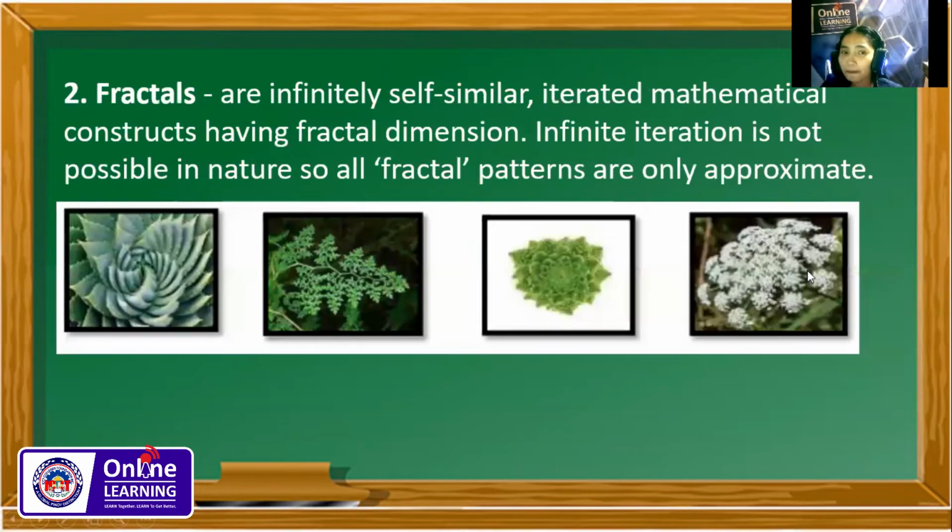Next, fractal. Fractals are infinitely self-similar, iterated mathematical constructs having fractal dimension. Infinite iteration is not possible in nature, so all fractal patterns are only approximate. An example of this is a bouquet with so many parts that cannot be counted, so it is approximate. Its pattern is only approximate, we really do not know how many are there.